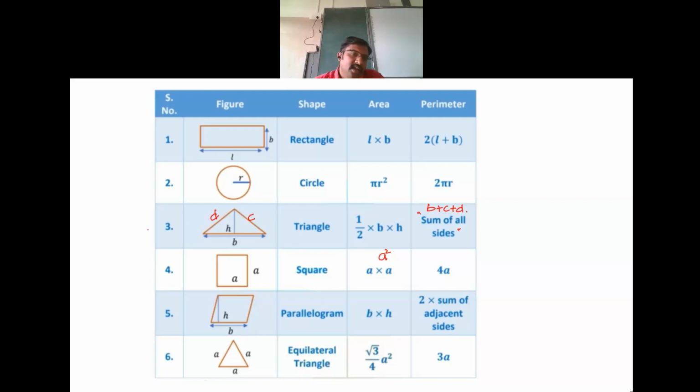Here you can connect these two, serial number 3 and serial number 5. How to connect these two? 2 times of a triangle is a parallelogram. Why?